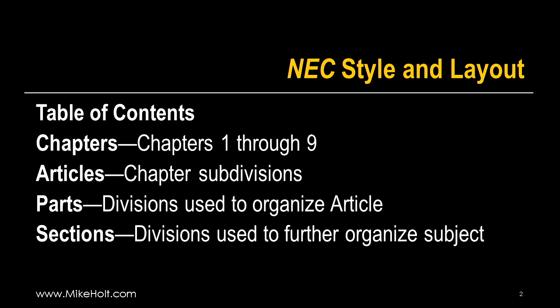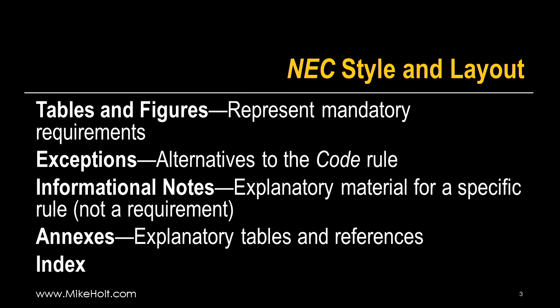So before we get to how to use it, let's understand the structure and the style of the National Electrical Code. You ready for this? Here we go. Number one, there's a table of contents, and then the code is broken down into chapters, chapters subdivided into articles, articles subdivided into parts, parts subdivided into sections. Then there's tables and figures. Then there's going to be exceptions. There's informational notes, there's an annex, and there's an index.